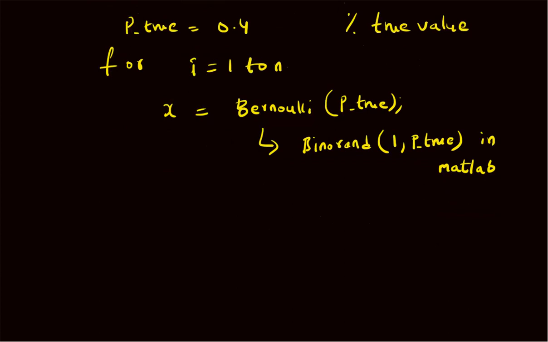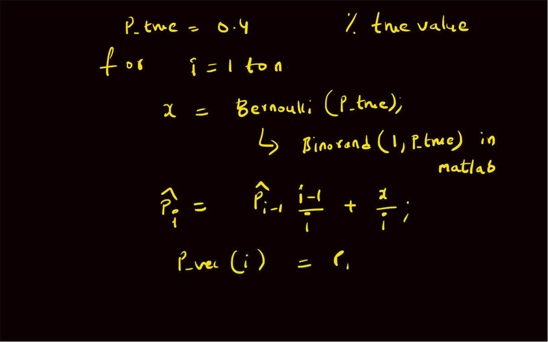Now to get the estimate of the probability, we use this formula. Pi hat is given by Pi minus 1 hat multiplied by (i minus 1) by i plus the current value, that is x, divided by i. So that gives us the latest estimate of the probability, and then we put it in a vector so that we can plot the estimates. So that is the end of the for loop. And next we just plot the probability estimate.